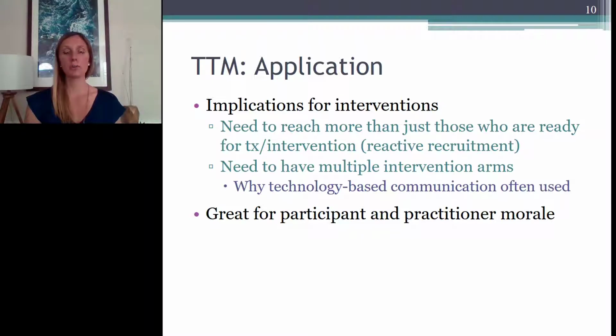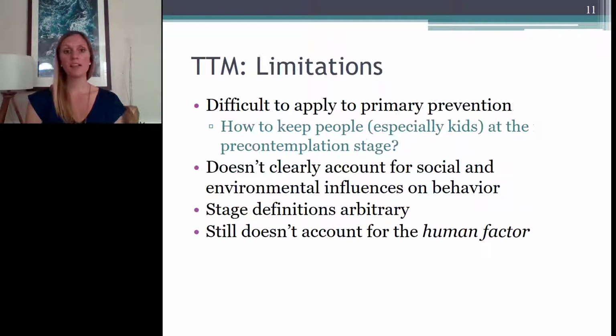Finally, the stages of change are really great for participant and practitioner morale, because since it's a continuum, you can mark people's progress across the stages and show them, well, maybe you haven't totally changed your behavior, but this is how far you've come. That's a really good way to keep people motivated, and non-stage theories do not have that tool to their advantage. Finally, ending with the limitations of the TTM, it is very difficult to apply to primary prevention.